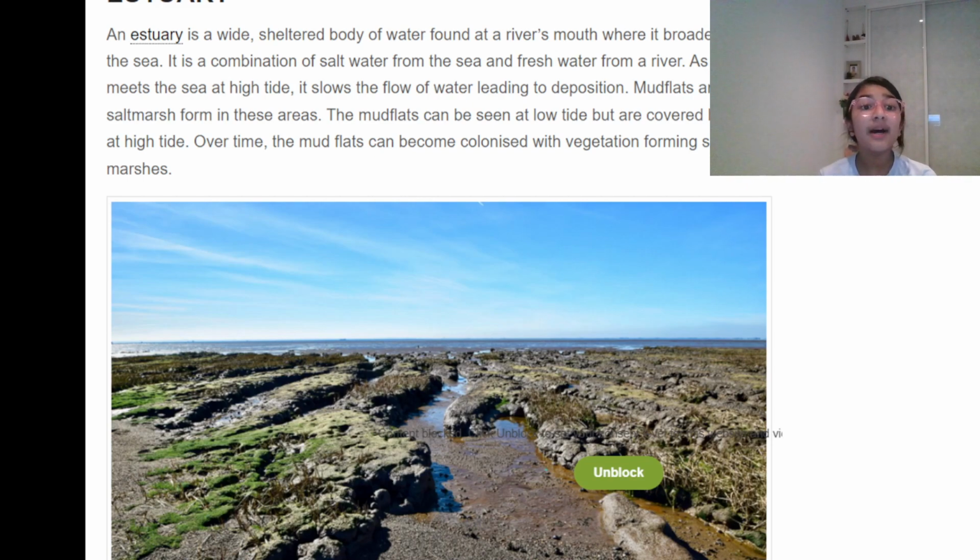Over time, the mudflats can become colonized with vegetation, forming salt marshes. I do not know how to say colonized.